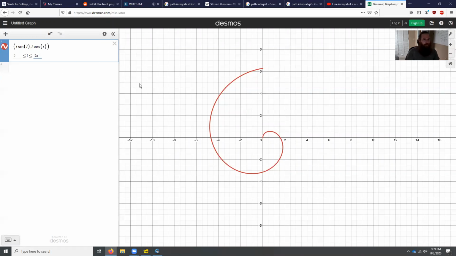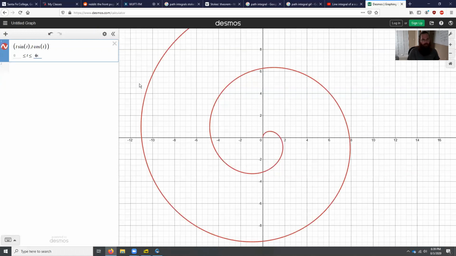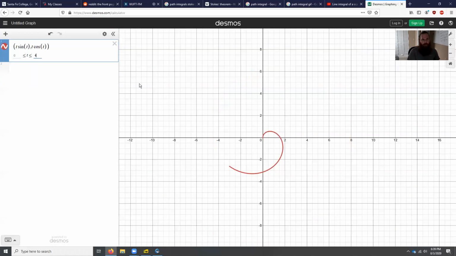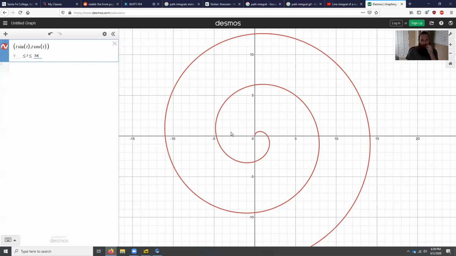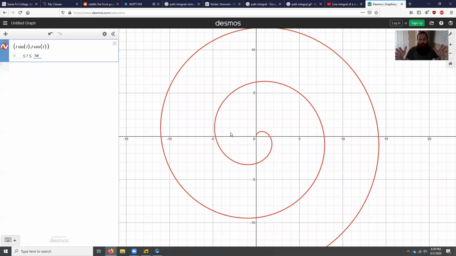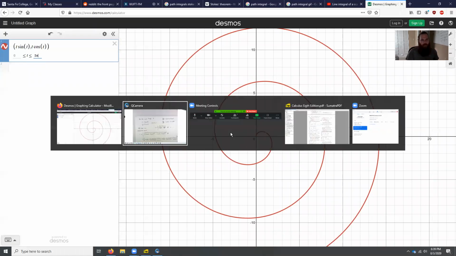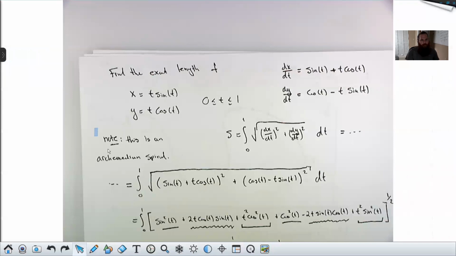So if you go from 0 to 1, it looks like this. 0 to 2 pi looks like this. 0 to 4 pi looks like this. 5 pi. So it's a nice spiral, where the radius increases at a constant rate. Those are called Archimedean spirals. So this is an Archimedean spiral that we're finding the length of.